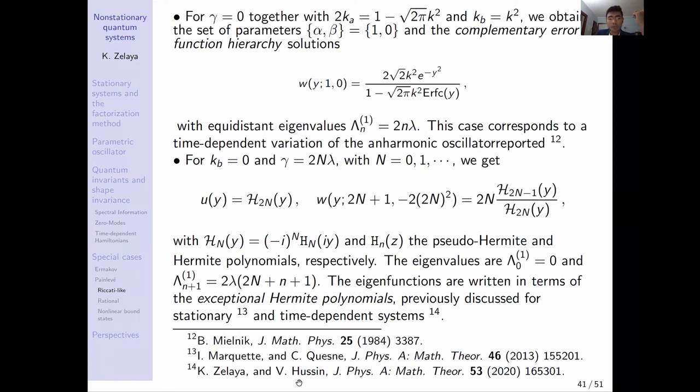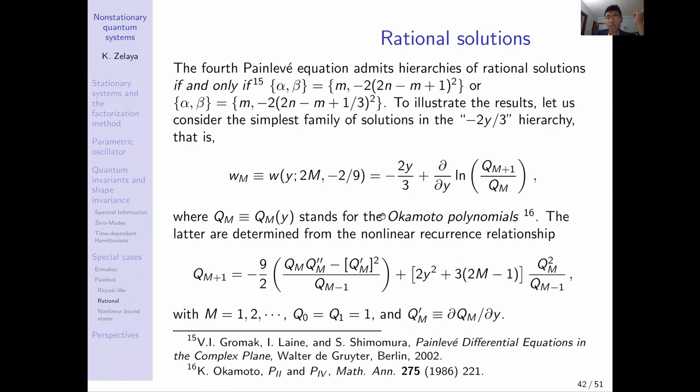It is worth recalling that some of these solutions have been previously obtained for stationary systems. So these ones generate the systems obtained, for instance, in this reference. This error function generalizes this potential. And this particular case has also been found previously in this reference. Now we will discuss another special case, which are the rational solutions.